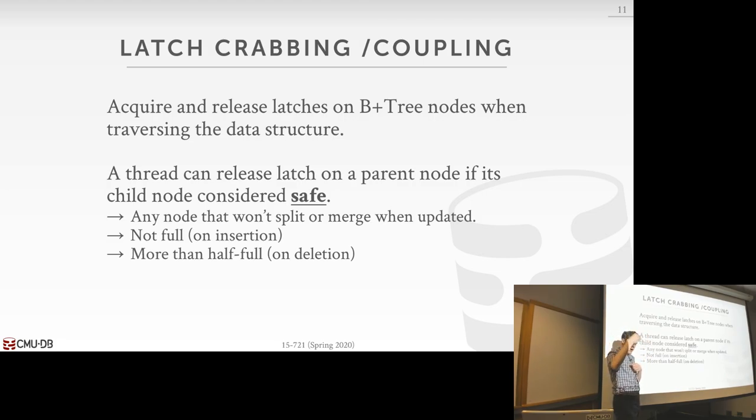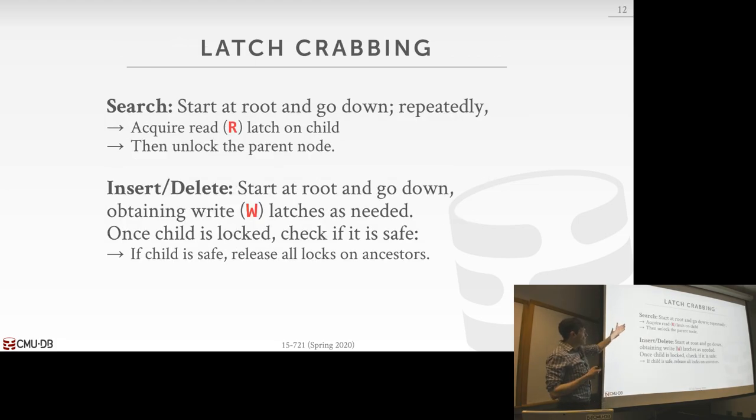So once we know that we're at a node that is safe, we release any latches that we've acquired on the way down, and then other threads can come behind us and start doing lookups or modifications as well, because they may be going down a different path in the tree, right? So for the most basic protocol for search, because we're not modifying the database, we just take latches one by one going down, and once we reach a node, we can release the latch on our parent node, because we don't need to go back. For insert and delete, again, once we know that the node we're at is considered safe, we can release all the write latches we've acquired on the way down.